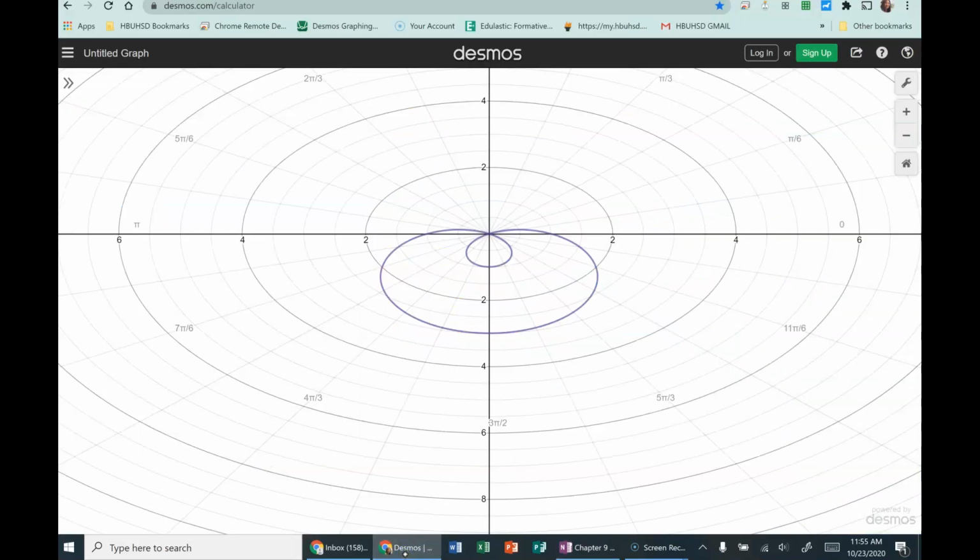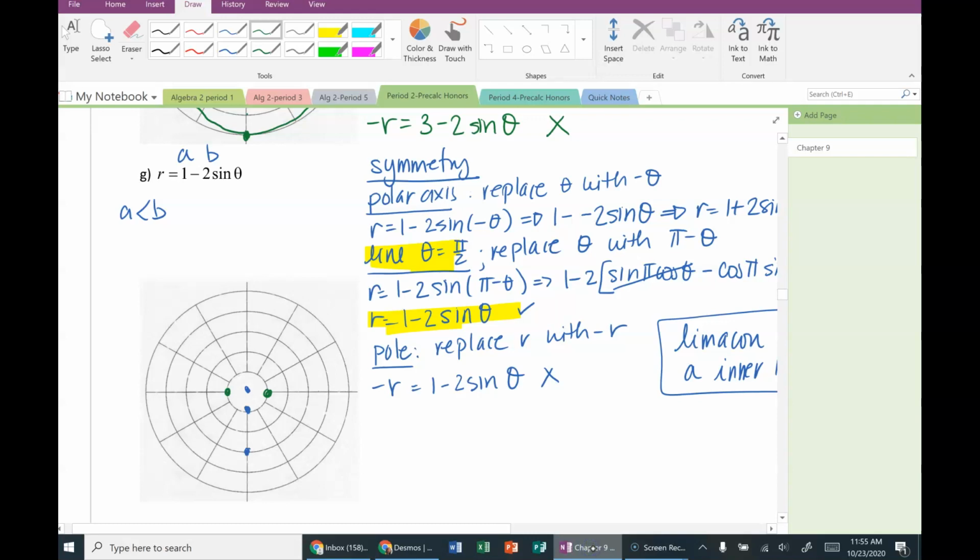This is pi over 2. Pi is 1 again, 0 is 1, and then 3 pi over 2 is 1 and 3. Okay. So how does it touch the center twice?